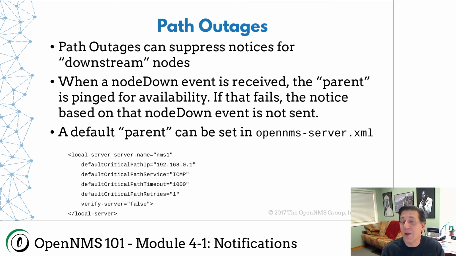And I suggest you use something on your LAN. I would not use the OpenNMS box itself, because I can ping an interface on a server with a cable out. Unless I yank the NIC card out, it's going to ping. So you don't want to do that, or otherwise path outage will just be disabled, because it'll always be able to ping, it'll always send the node down messages.